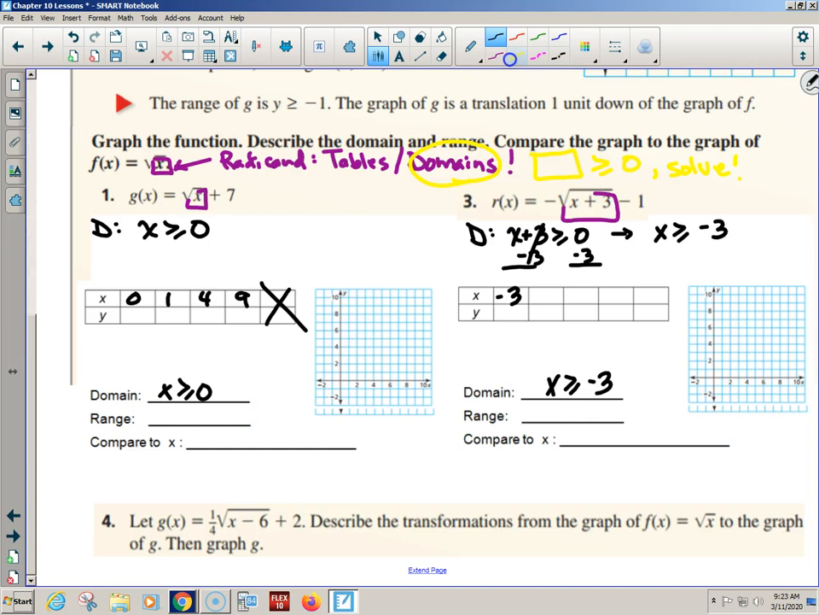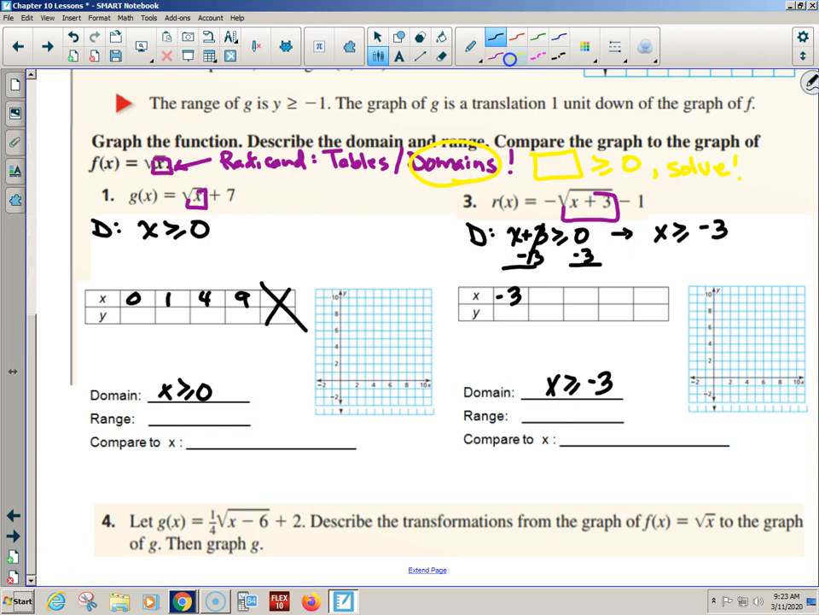But can anyone remember, if I'm starting at -3, if my domain is saying x greater than or equal to -3, what kind of shift did this have? I know you don't have a table in front of you. I know I told you I'm going to put the table up on the screen Friday for the test, but what kind of shift did it have for this one? If my table's starting here, if my domain is this, what kind of shift?